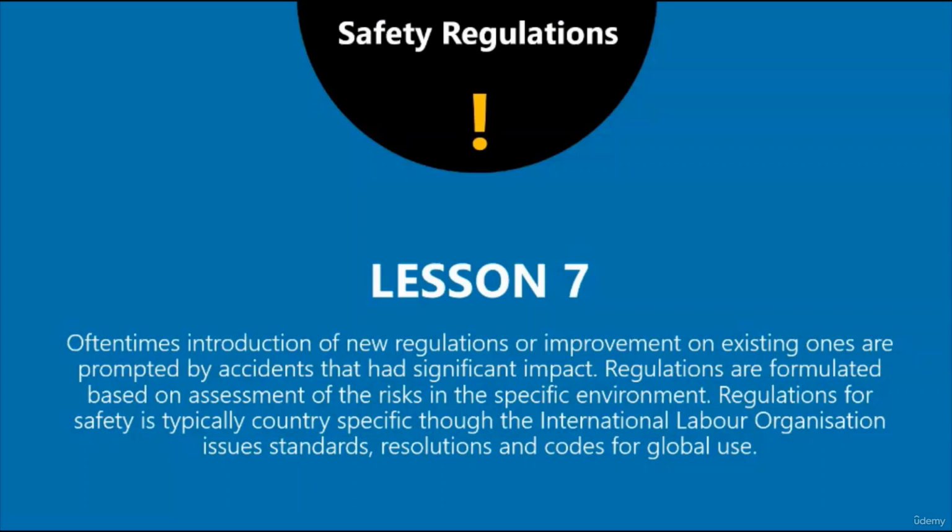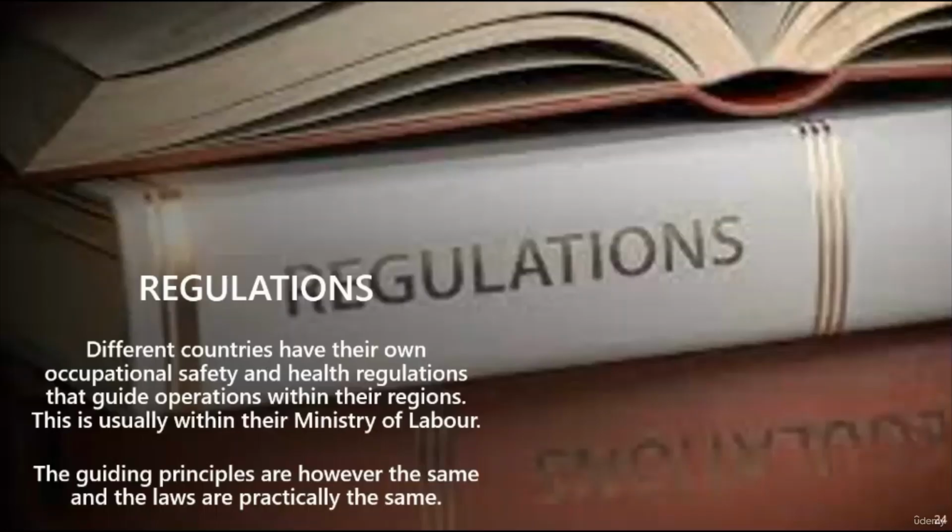So let's have a look at regulations across the globe. Even though what we'll quickly realize is that the principles guiding regulations all over the world are practically the same, there may be specific peculiarities to regulations depending on the jurisdiction within which you operate. As stated earlier on, different countries have their own occupational safety and health and environment regulations that guide operations within their regions. Typically, you would find that these regulators are within the Ministry of Labour within those countries.